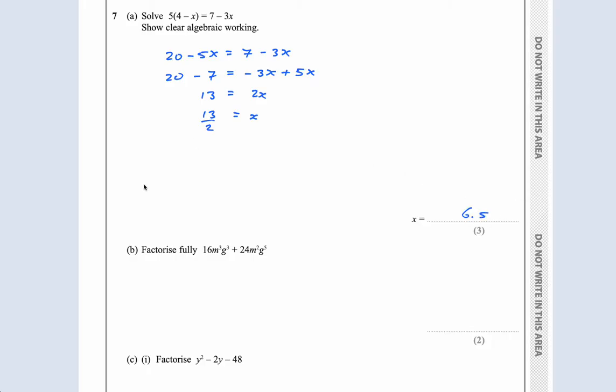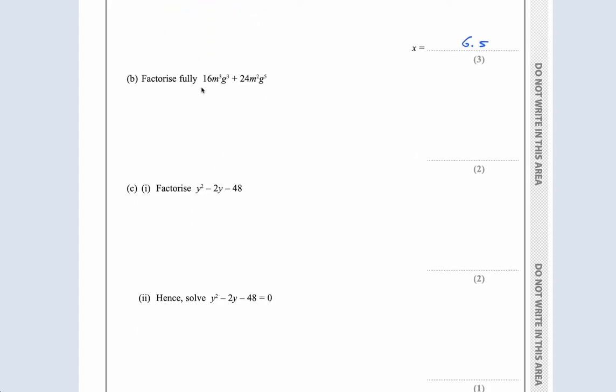Okay, part B, factorize. Let's look at the numbers first. What is the highest common factor of 16 and 24? The answer is 8, because 8 goes into 16 and 8 goes into 24. Then, here I have m cubed and here I have m squared. What is common in both? Well, m squared. I have a g cubed and a g to the 5, so g cubed is common.